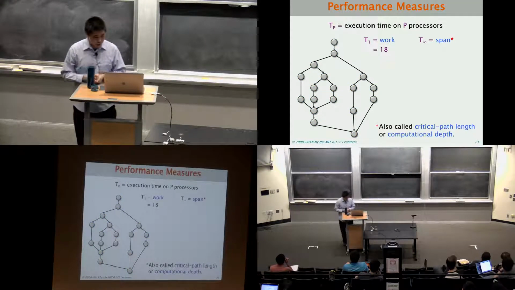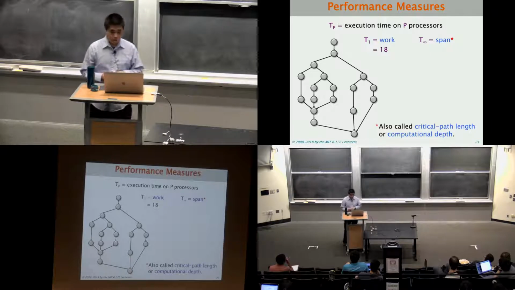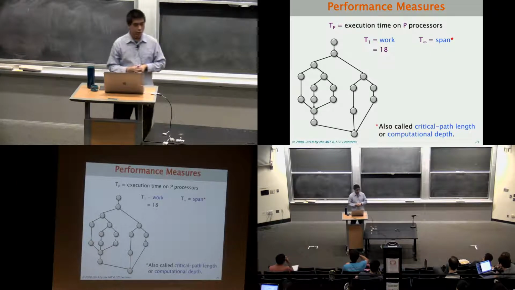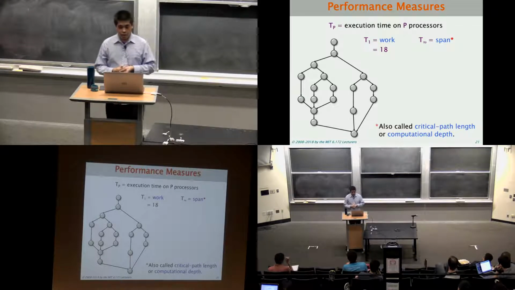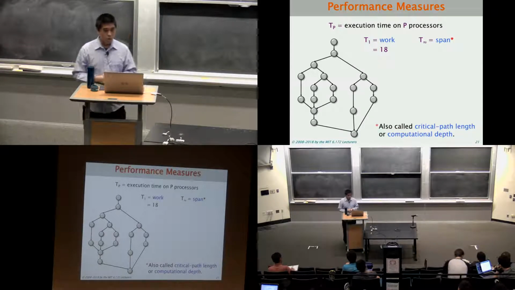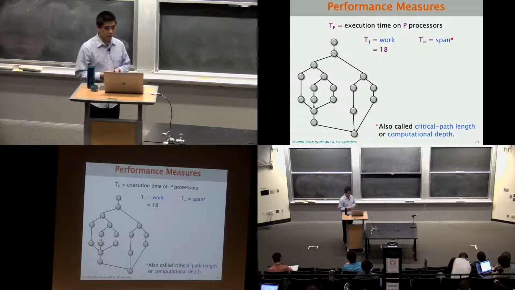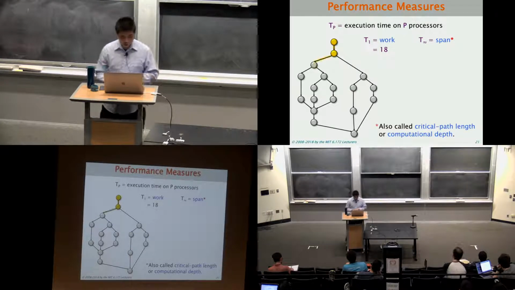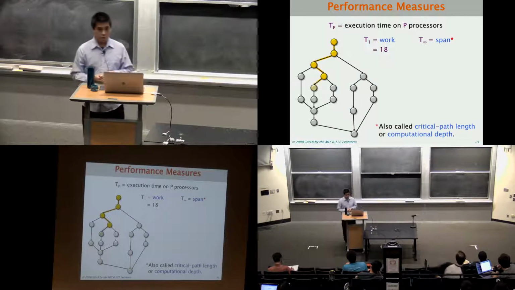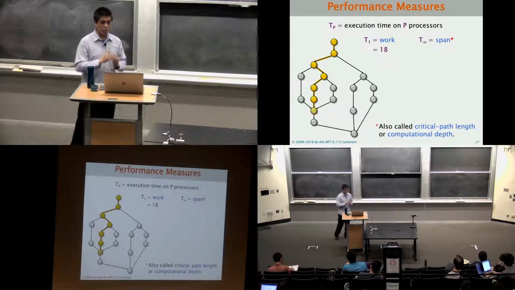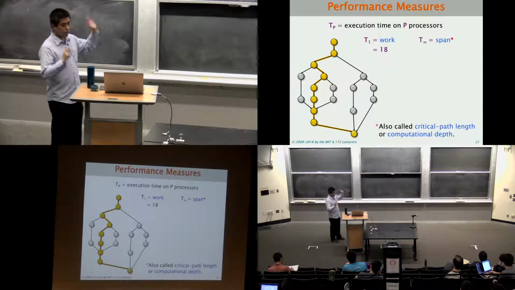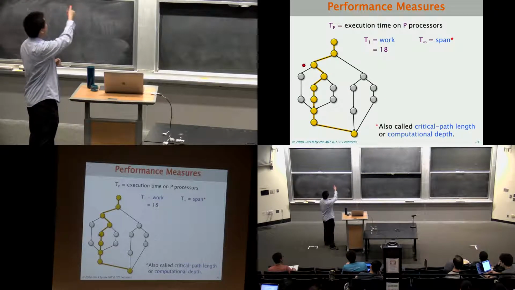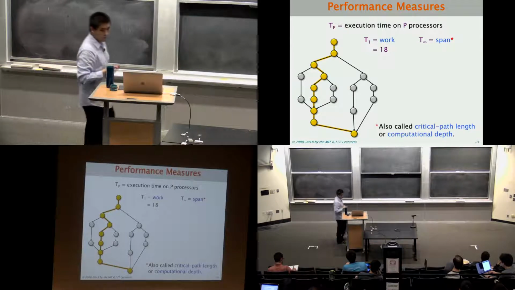We also define T of infinity to be the span. The span is also called the critical path length or the computational depth of the graph. And this is equal to the longest directed path you can find in this graph. So in this example, the longest path is 9. One of the students answered 9 earlier, and this is actually the span of this graph. There are 9 nodes along this path here, and that's the longest one you can find.